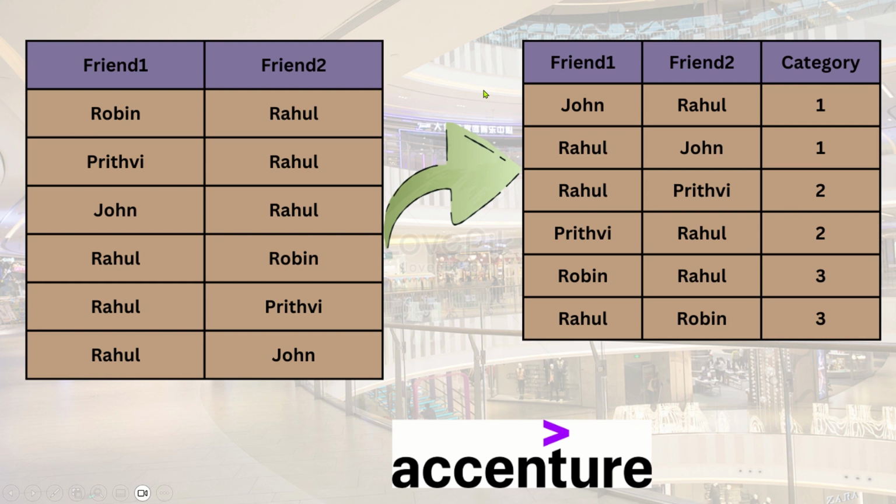Greetings everyone, welcome back to my channel Data Sculptor. Today we are going to see another interesting SQL question. So we have a table called friends and we have two columns called friend 1 and friend 2.